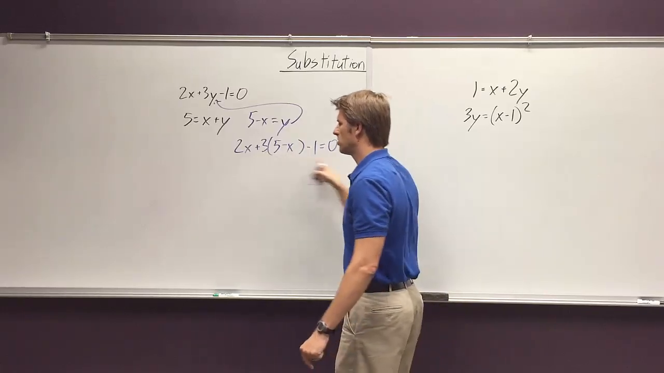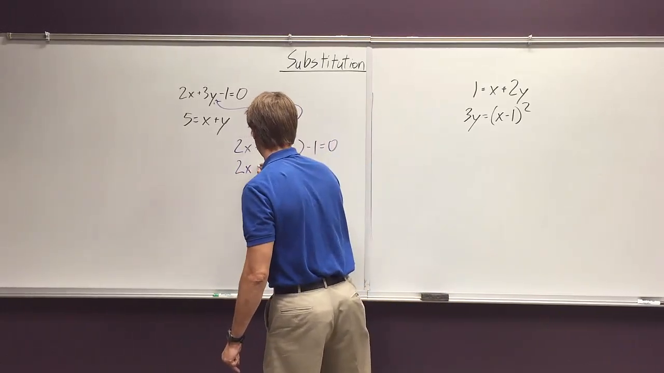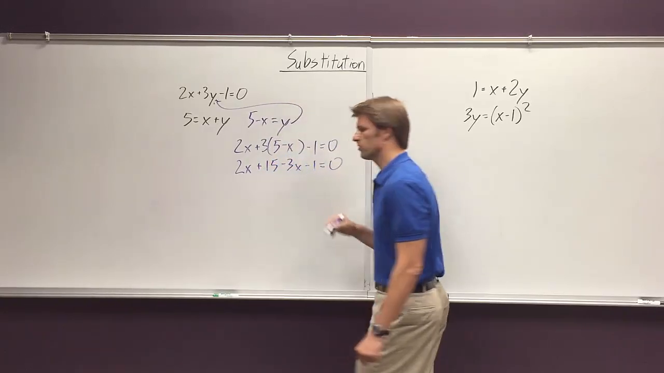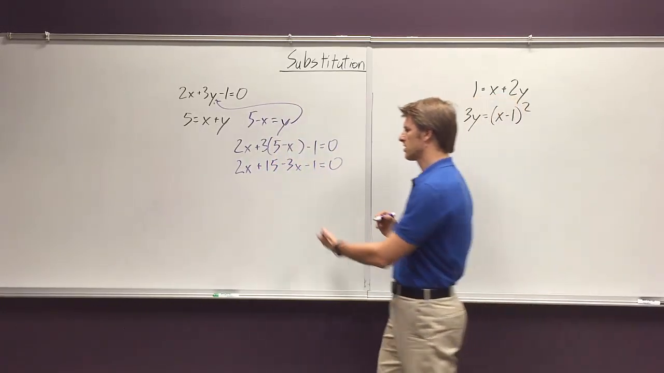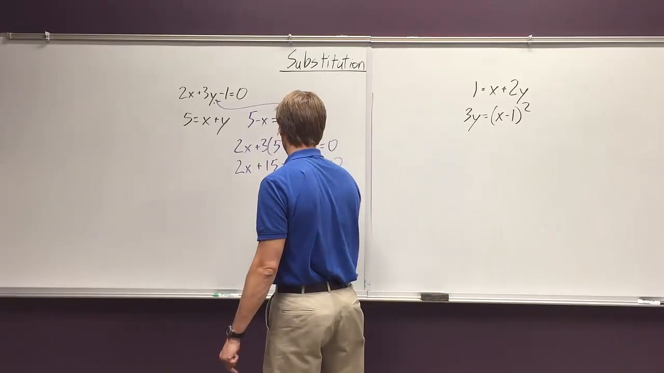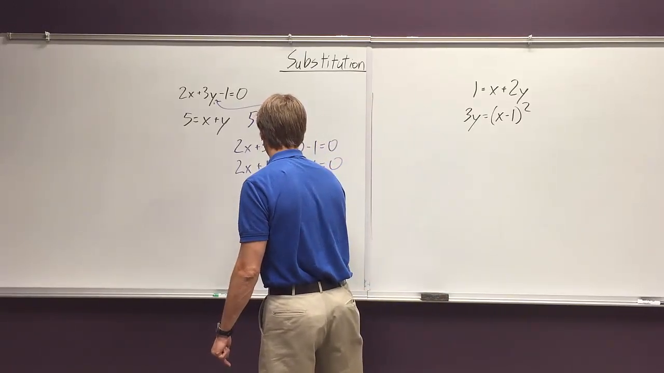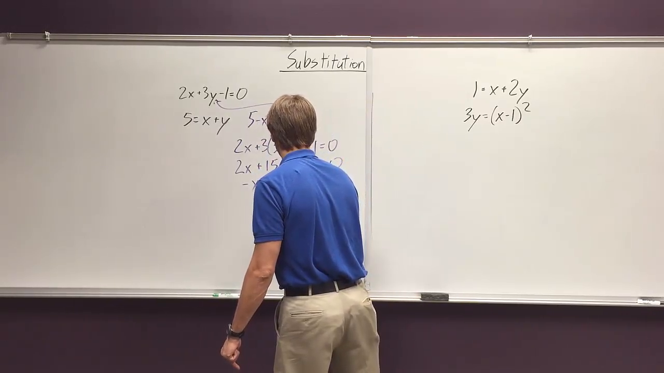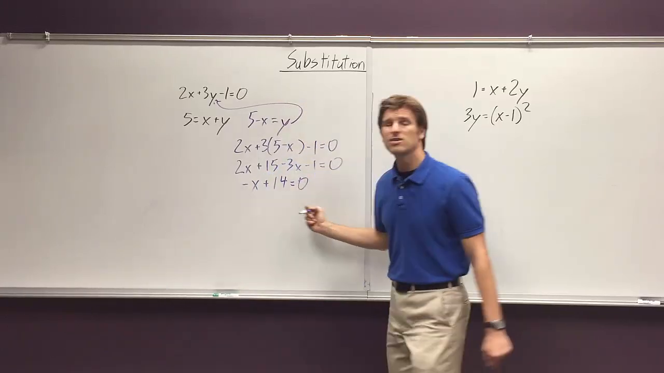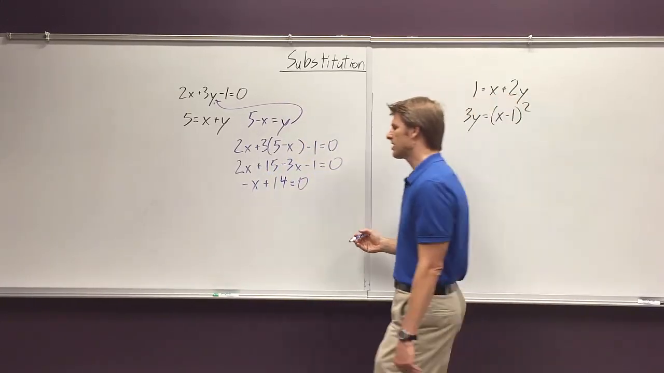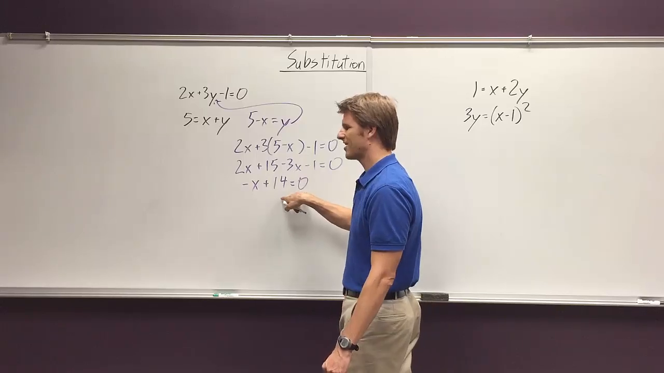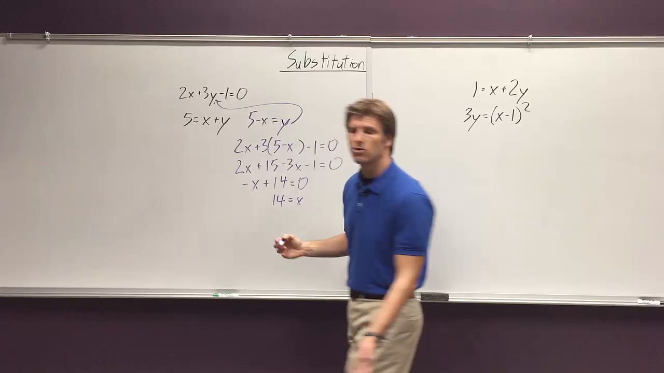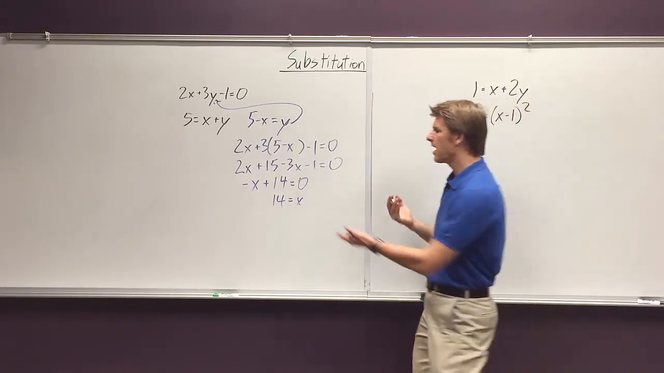Now I'm going to just use my simplification skills. That's 2x plus 15 minus 3x minus 1 equals 0. I'll gather like terms. I have 2x minus 3x, that's negative x, plus 15 minus 1, that's 14, equals 0. I need to move one of those to the other side. I like positive signs, not negative signs, so I'll add x to both sides, and I get x equals 14. Now I'm not done, that's the value of x.